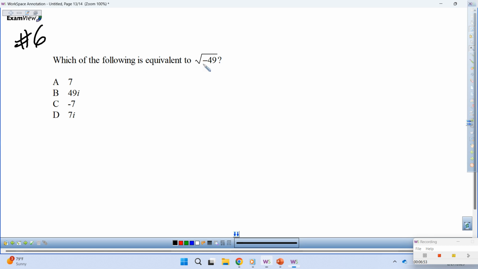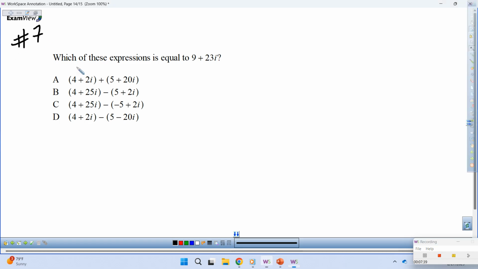Number 6. Which of the following is equivalent to square root of negative 49? Copy that one. So square root of negative 49 is the same as square root of 49 times square root of negative 1. Square root of 49 is 7. Square root of negative 1 is i. Correct answer is D. All right. Once again, pause it if you need to pause it. Let's move on to number 7.